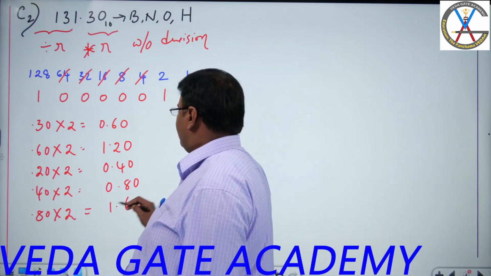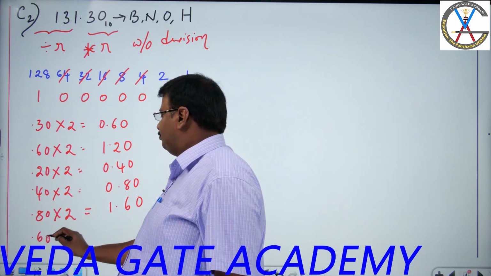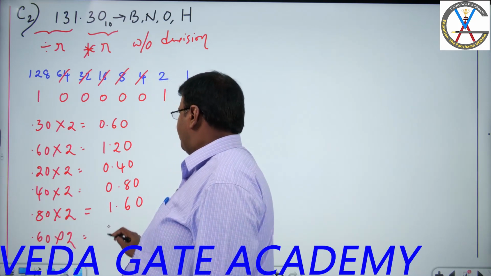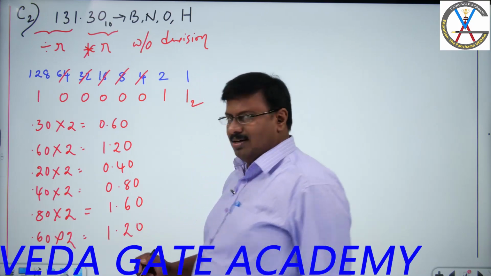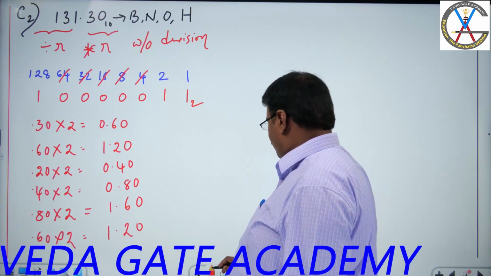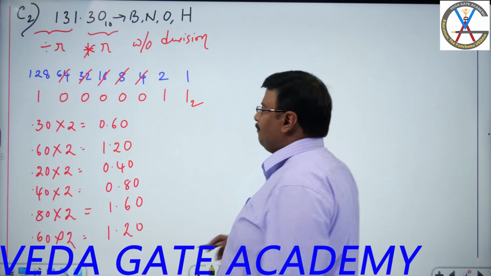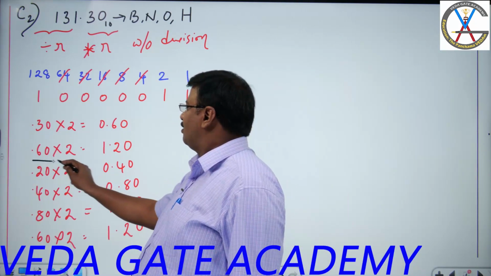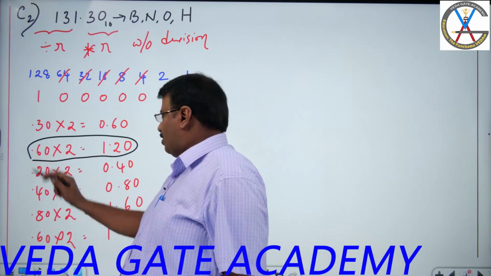1.6. 0.6 multiplied by 2 is 1.2. You could see this: 0.6 into 2, 1.2 got repeated, and this part got repeated again.